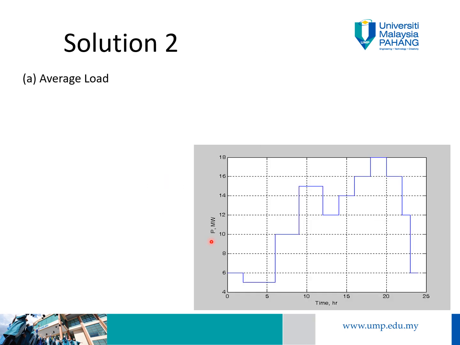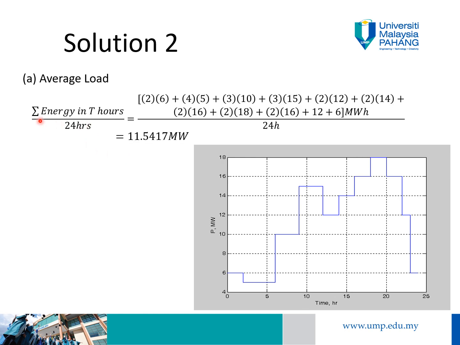To calculate average load, we know that the area under this curve divided by the total number of hours will give the average load on the power plant. So we can calculate the average load as the sum of energy in T hours divided by T, which is equal to 24 hours. So we get the average load as 11.5417 megawatt.